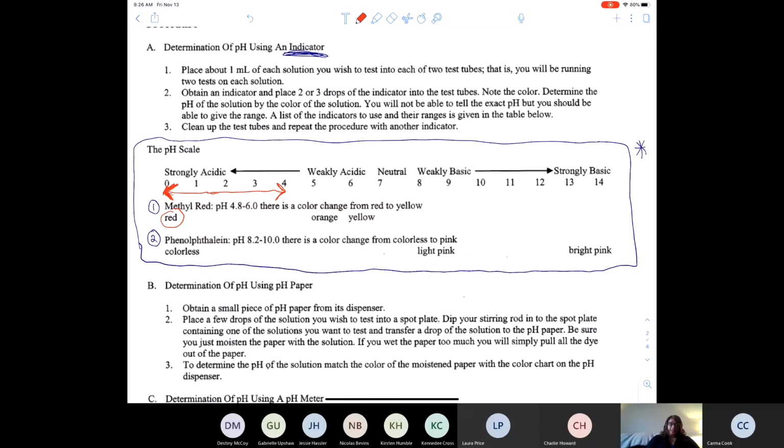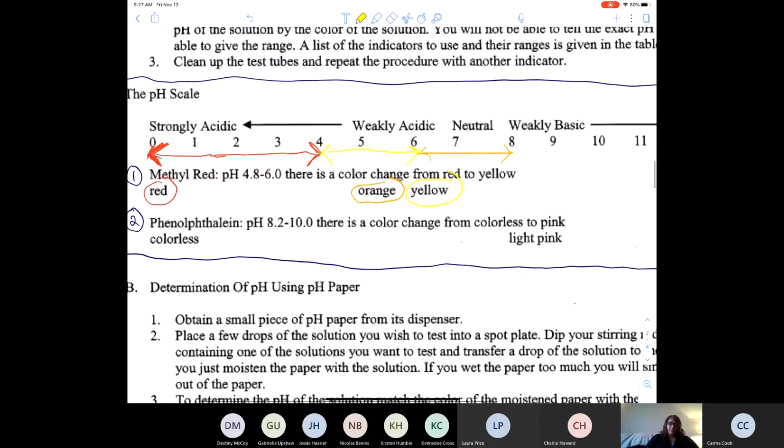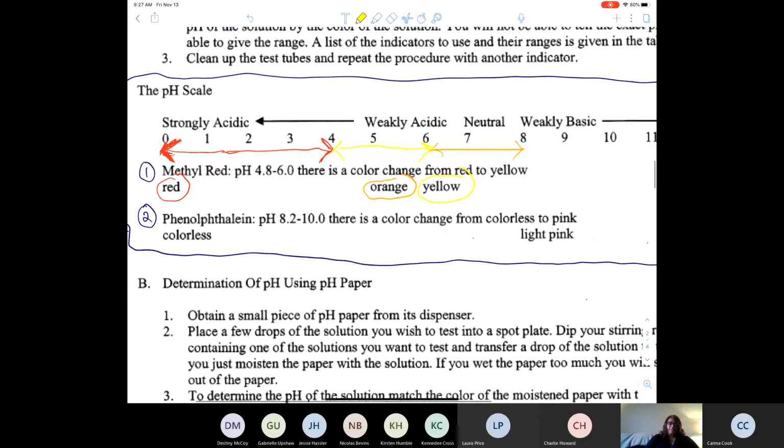If adding the methyl red causes the solution to turn orange, then you're going to be in probably the 6 to 8 range. However, if it turns yellow, then you're in about the 4 to 6 range. So that's your methyl red indicator.